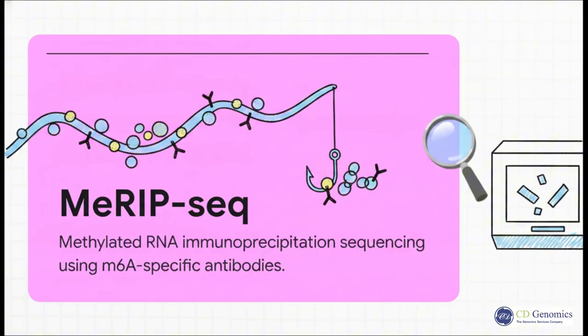Let's break that down a bit. It's a really elegant technique that uses M6A-specific antibodies to physically capture and then sequence only the enriched, modified RNA fragments. We're essentially going fishing, but specifically for that highlighted text.